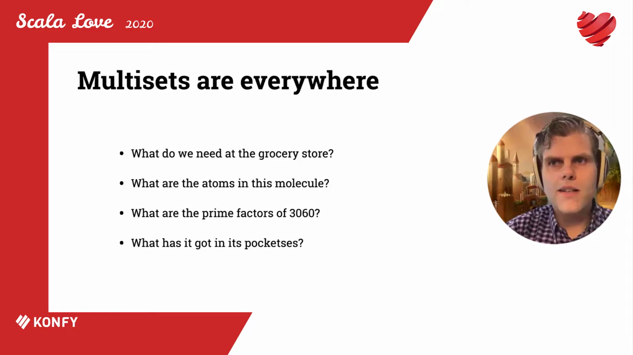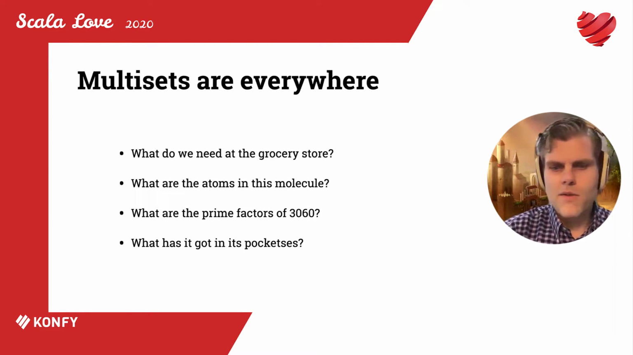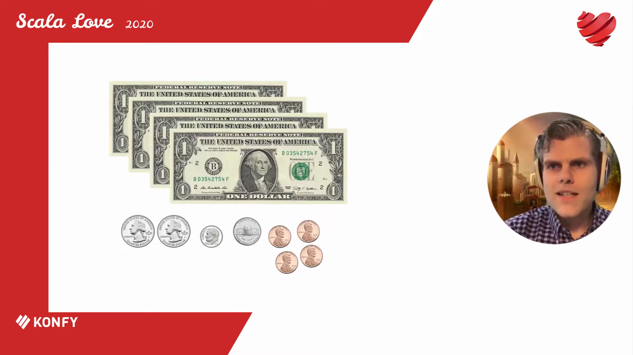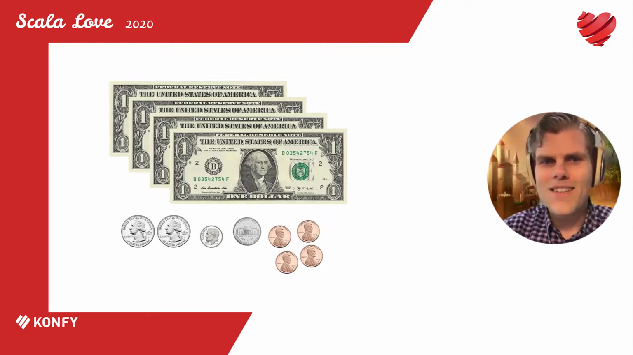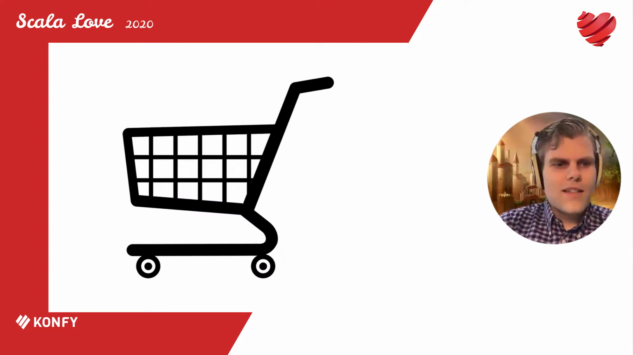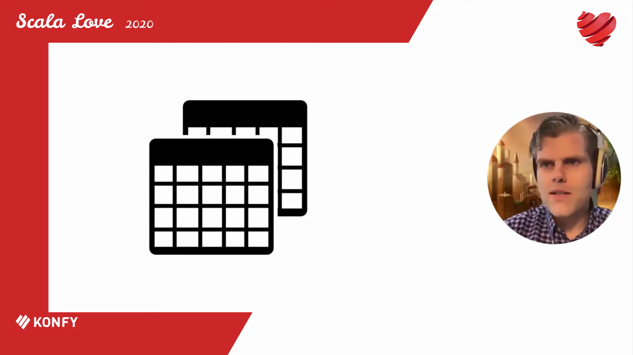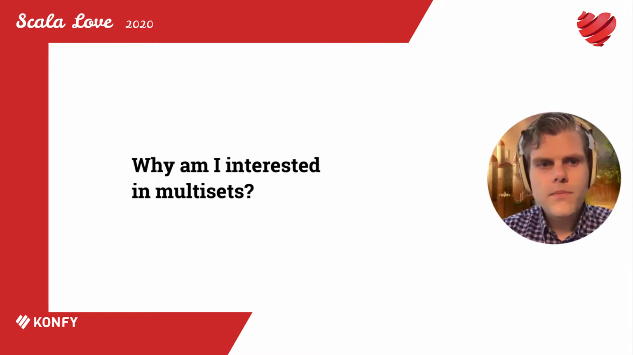And also the contents of your pockets are multisets. For instance, if you have $4.69 in your pocket, then you'll have $4 and maybe 2 quarters and 4 pennies, etc. Shopping carts are multisets, a super common use case in software. Database tables are usually multisets of rows, and that's another super common use case.